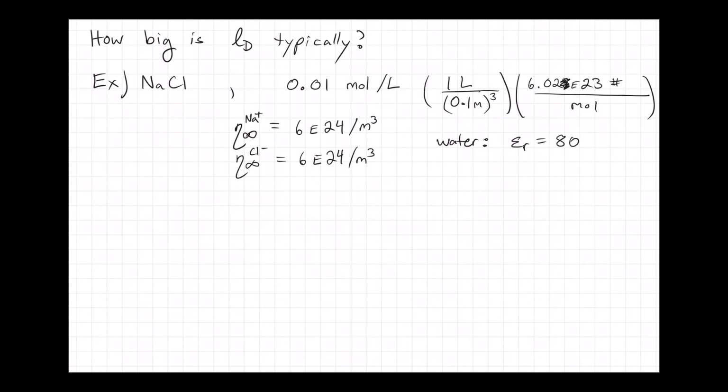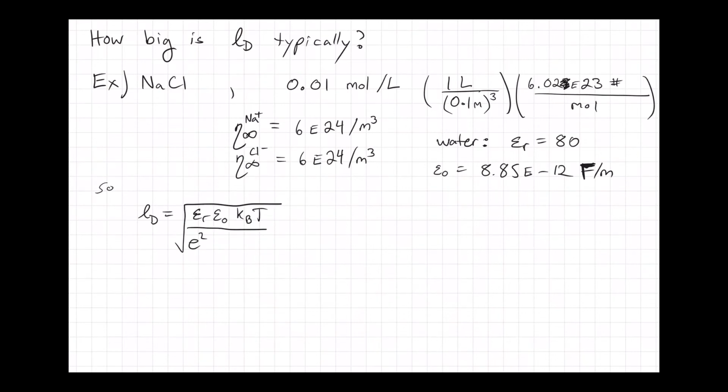And the relative permittivity of water is 80. The permittivity of a vacuum is 8.85 times 10^-12 farads per meter. So then, using that, we can calculate the Debye screening length. Basically you just plug in the formula.